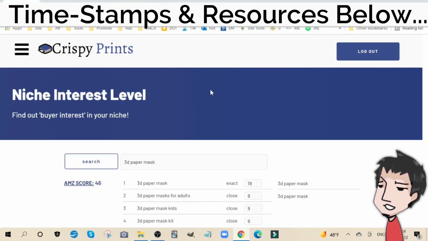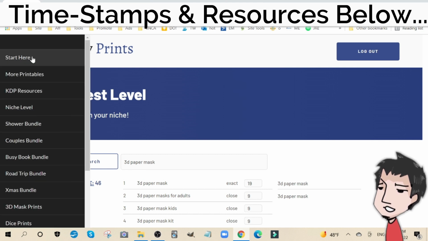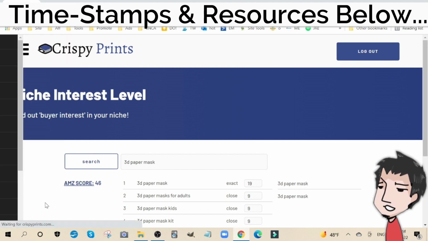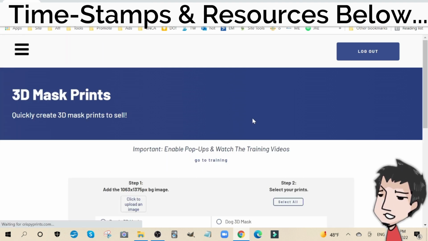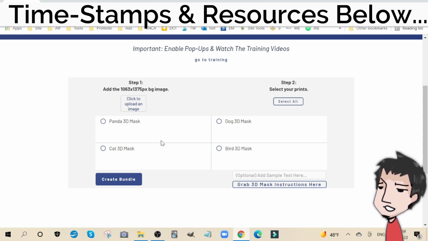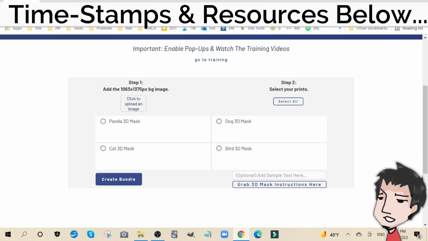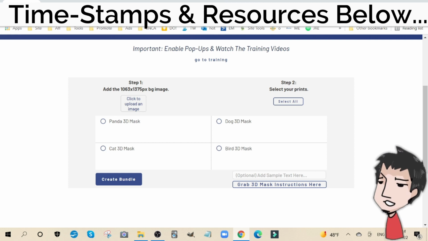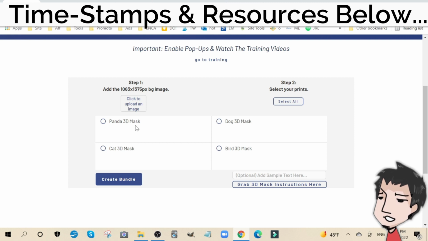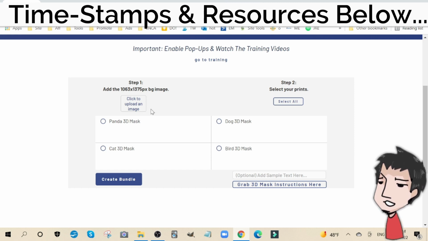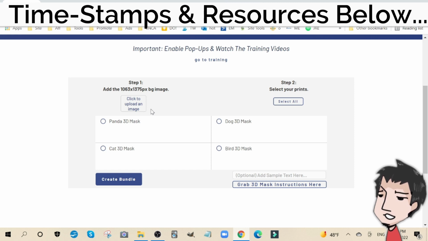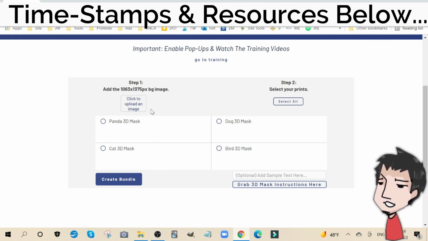We have Crispy Prints in this example, so we're going to click on this button here and go to the 3D mask prints. So far, at the time of making this video, I have four different types of masks: the panda mask, the dog mask, the bird mask, and the cat mask. The panda mask is the mask you saw at the beginning of this video with me and my face and all. What this does with Crispy Prints is you can actually overlay your design to the white sections of the mask.